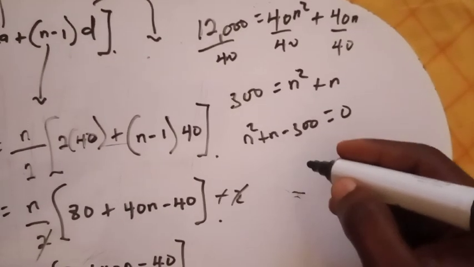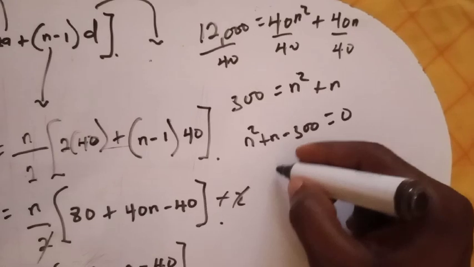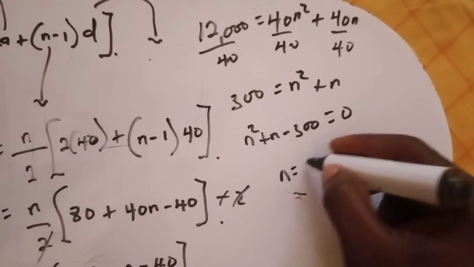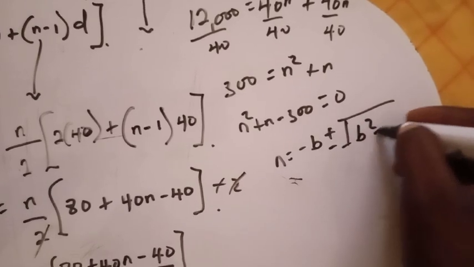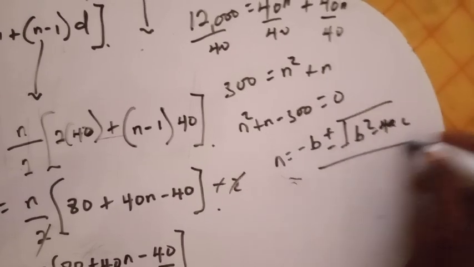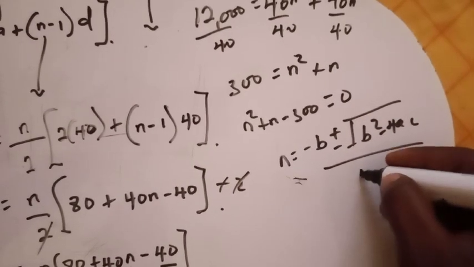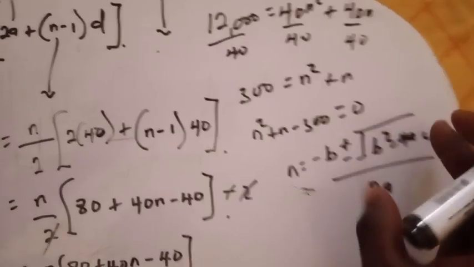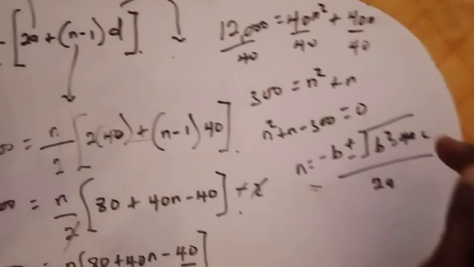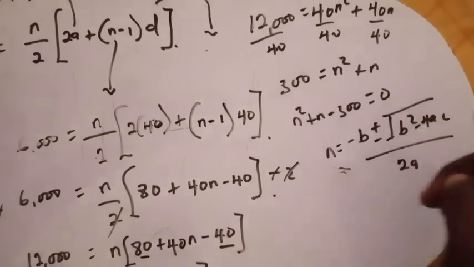By using the quadratic formula, I have my n here, that is going to be equal to negative b plus or minus square root of b squared minus 4ac, everything divided by 2a. You don't need to memorize all this if you don't want to. If it's for an exam or test, for sure you have to go by this.